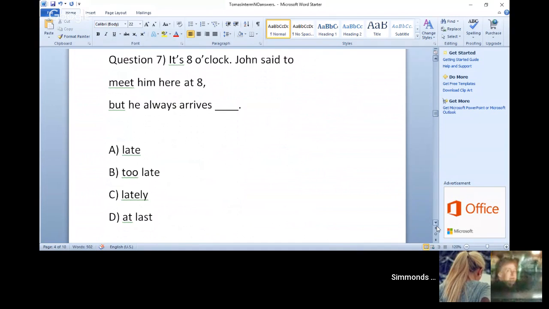Late. He arrives late. He always arrives too late doesn't really work here. Too late is more for specific situations. Here we're talking about always. Okay. But he arrives lately. Lately we can't use because that means recently, and that just doesn't make sense. And at last is like, you know, in the end. So at last I was able to find a parking spot near my house, for example. Okay. So the other ones just don't work.